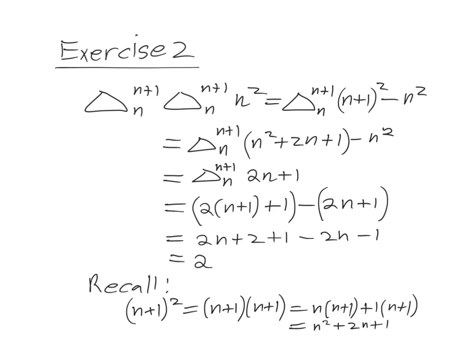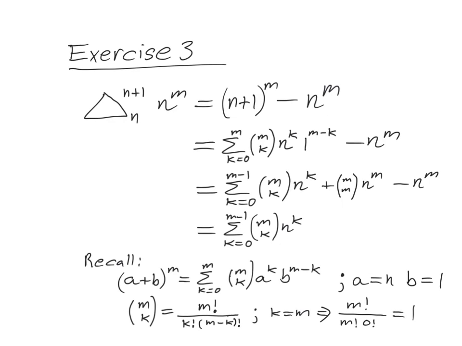When we simplify this, we get 2n plus 1, and then we take the delta between n and n plus 1 of 2n plus 1. Substituting n and n plus 1 into 2n plus 1, we get 2(n plus 1) plus 1 minus (2n plus 1). Simplifying and distributing, we get 2n plus 2 plus 1 minus 2n minus 1, which simplifies to 2. The second order delta decreases the degree of the polynomial by 2.